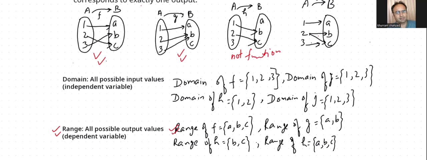And this j is also not a function. It is a relation between A and B, its name is j, and its range is a, b, and c. Hopefully you have understood the domain and range.